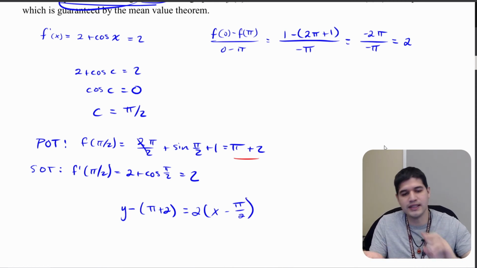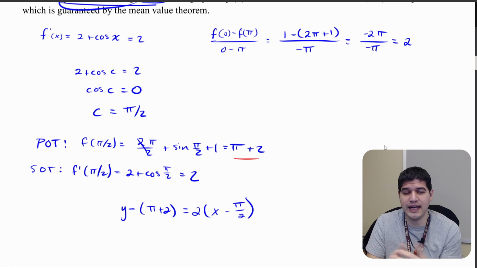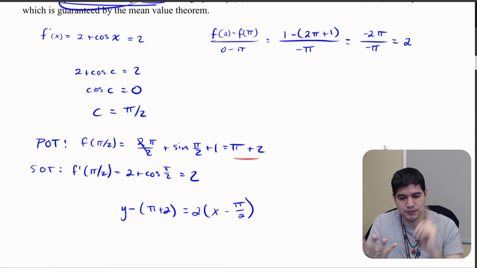You don't have to do any simplifying. You don't have to put it in any different form. That is okay. Just leave it. This is the equation for the tangent line. And so you just substitute in your points.